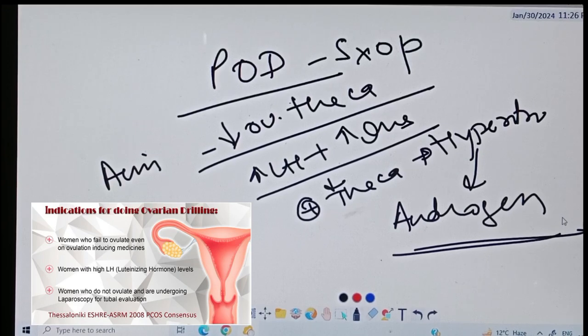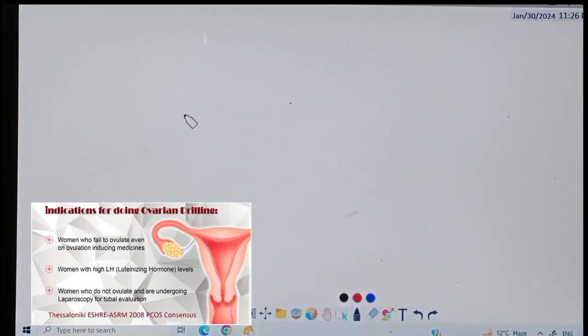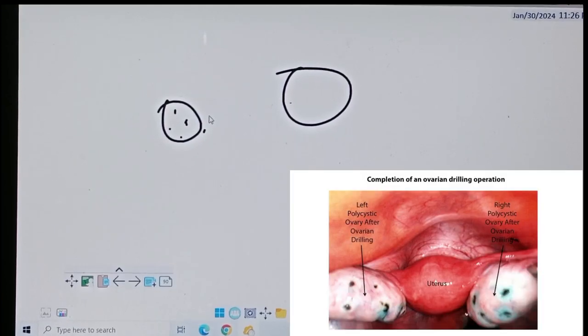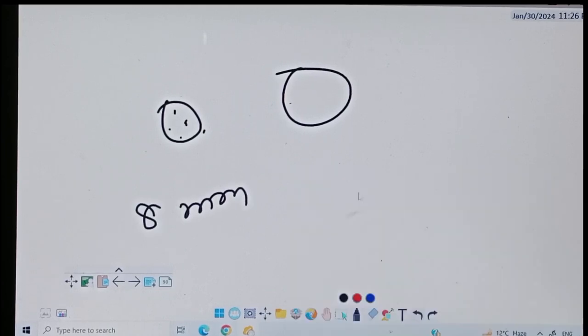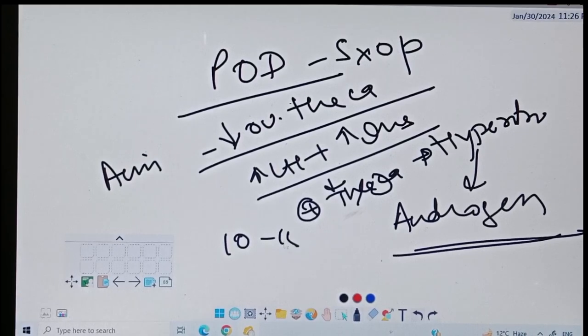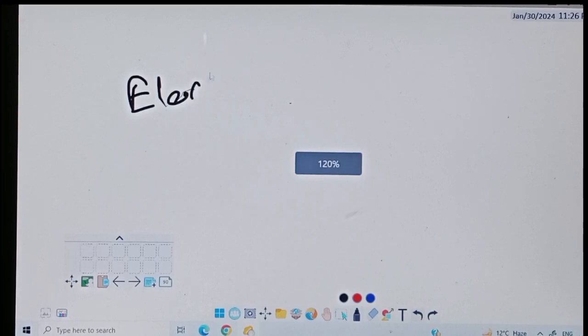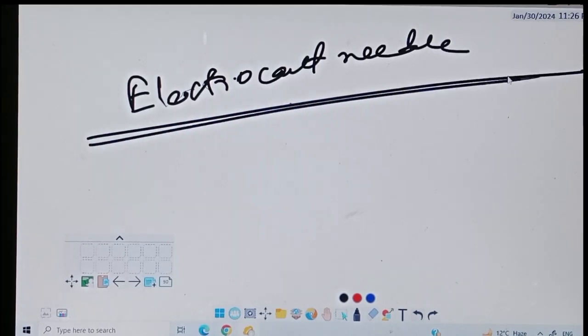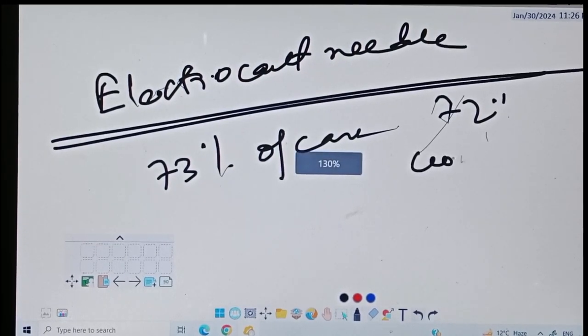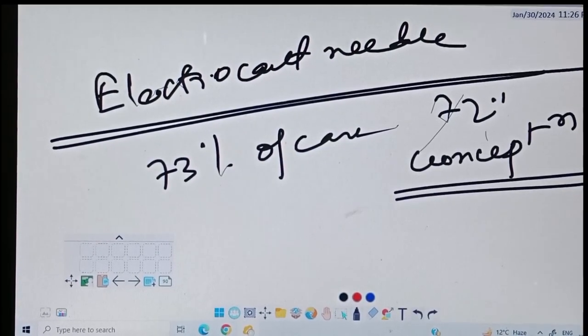What do we do in this? The ovary is punctured. 10 to 15 punctures are done with a needle. What is the diameter of the needle? The diameter of the needle is 8 millimeter, and 10 to 15 punctures are done with an electrocautery needle. Okay, and in 73% of cases there is a 72% conception rate. So this is all about polycystic ovarian drilling.